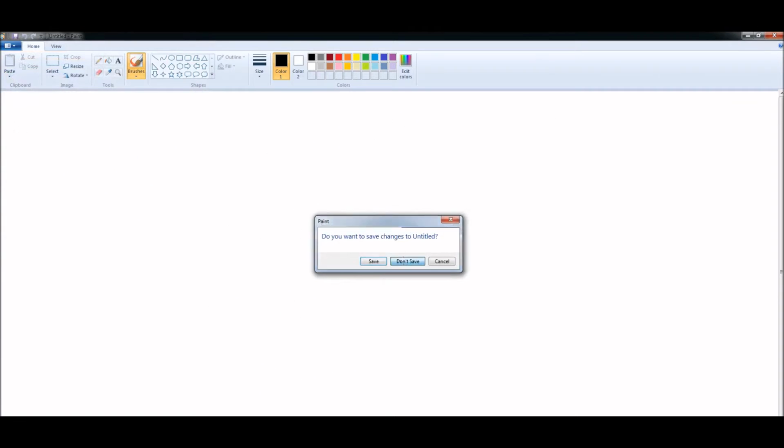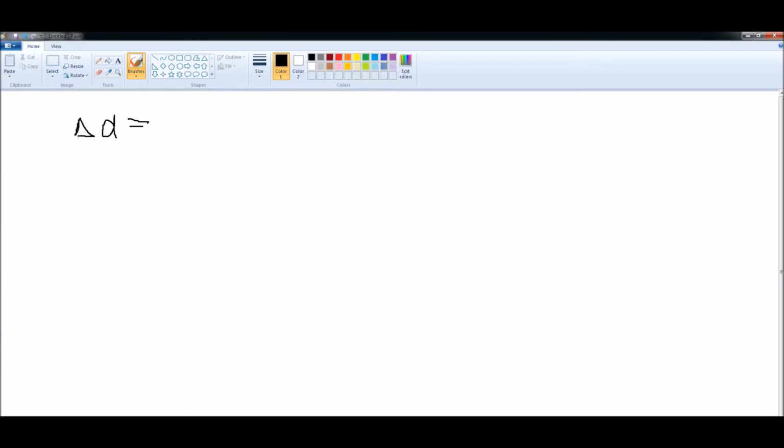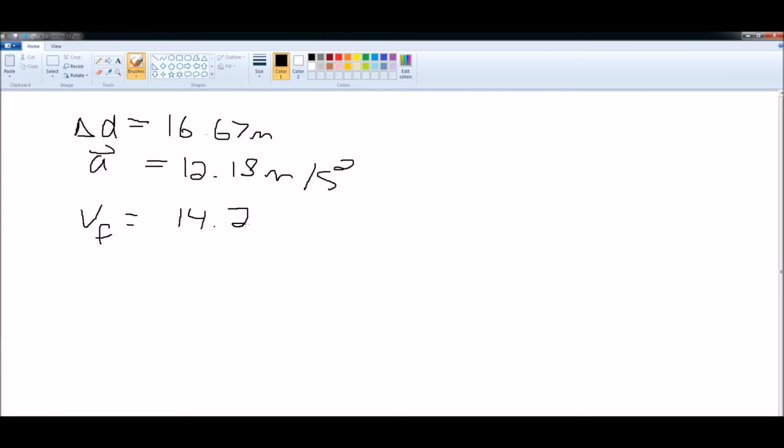Now let's just compile everything together. We have found that the distance the ball traveled is going to be 16.67 meters. We also found that the acceleration of the ball is 12.18 meters per second squared. We found that our final velocity is 14.25 meters per second, and we found that the angle the ball was kicked at, or theta, was 55 degrees.